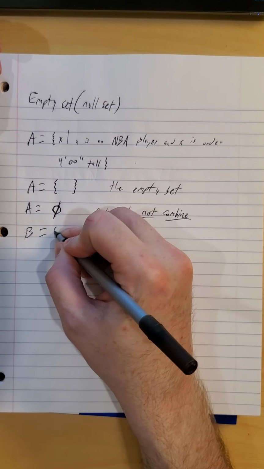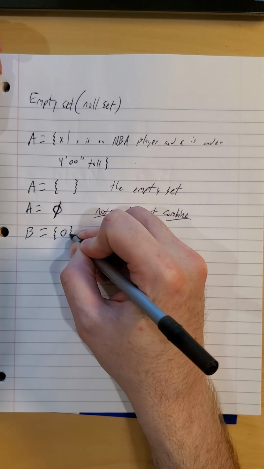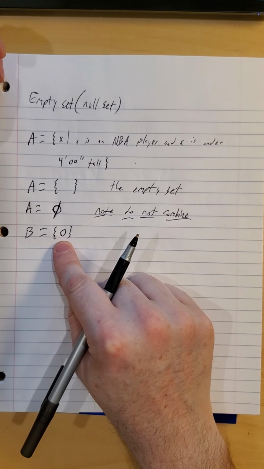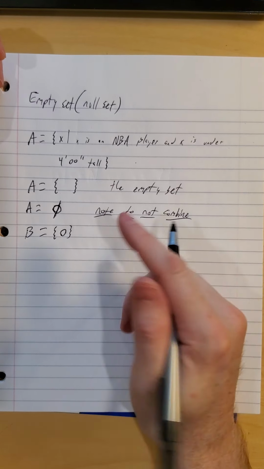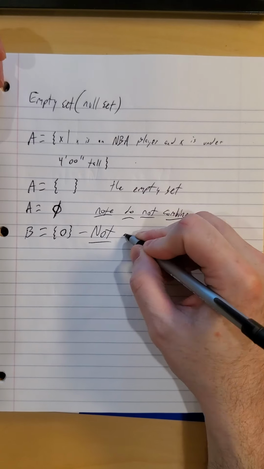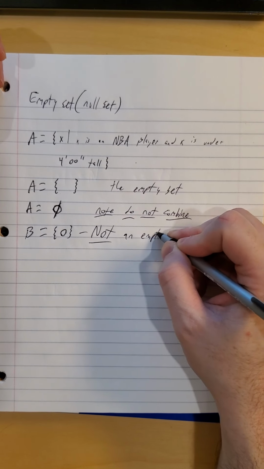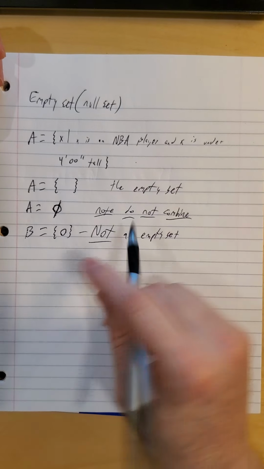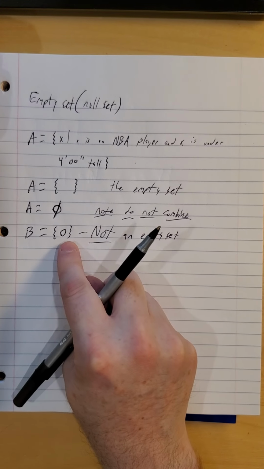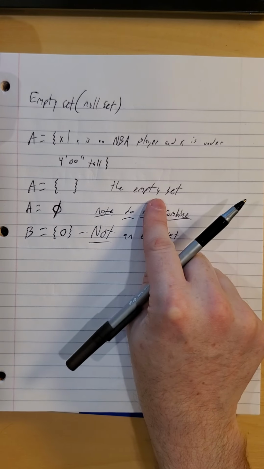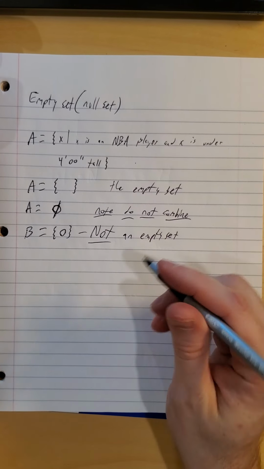Another note, if we have the element 0 in braces, this is also not an empty set. This would be a set with a cardinality of 1. It has one item, the number 0. It is definitely non-empty.